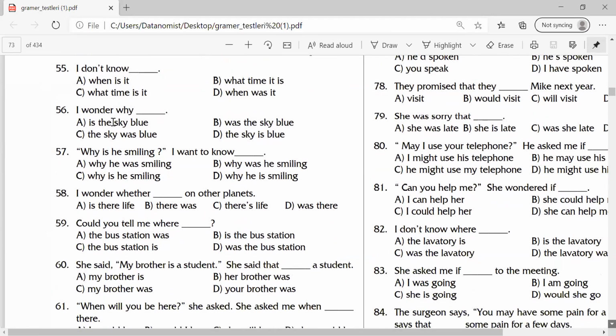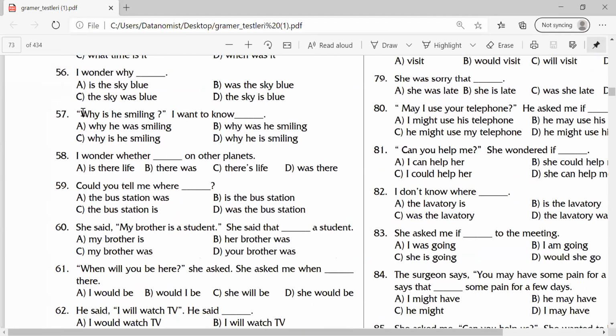Now look at this. Why is he smiling? This is not direct, and he has given a. So asking you to change this into indirect speech. So I want to know what. So this is present, and see why he was smiling. Why was he smiling? Why is he smiling? Why he is smiling? I want to know why he is smiling. Still, because this is present.